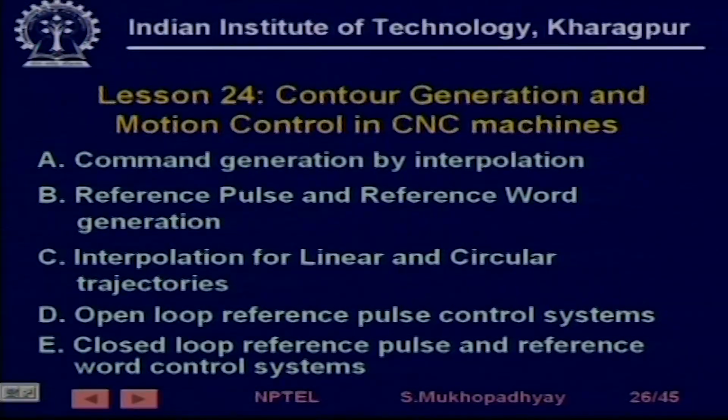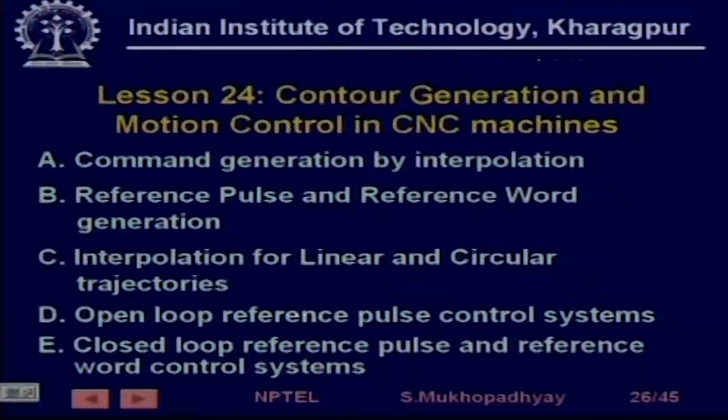So, to understand how these motion commands are generated and how the motion control is actually carried out, this precision control in the CNC machines, in lesson 24 we looked at various kinds of command generation strategies like interpolation. Then we took basically two kinds of control system called reference pulse and reference word systems, and how to generate them, and we actually took a look at one open loop reference pulse control and closed loop reference pulse and reference word control systems.